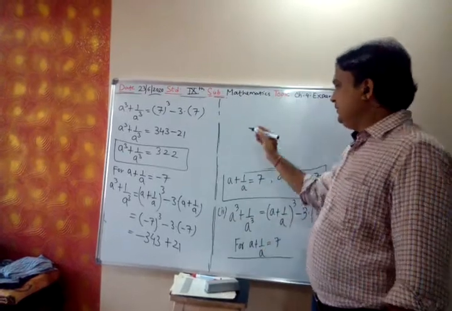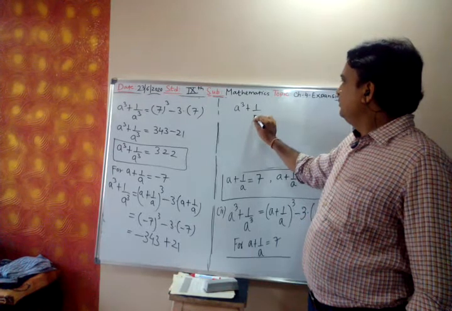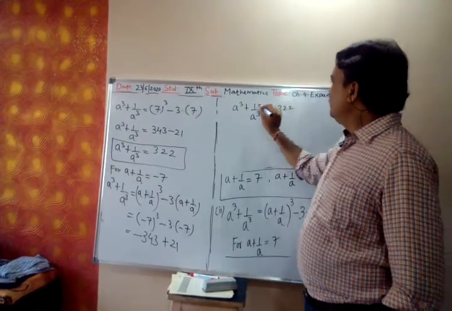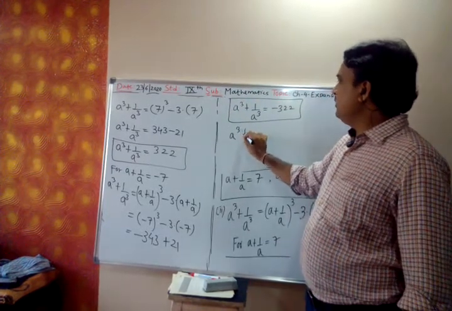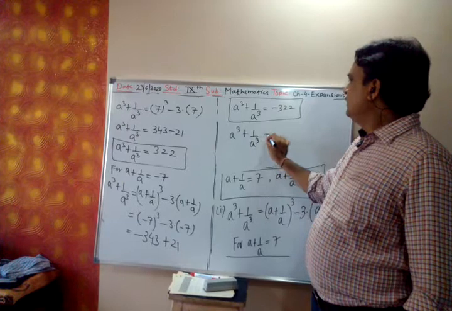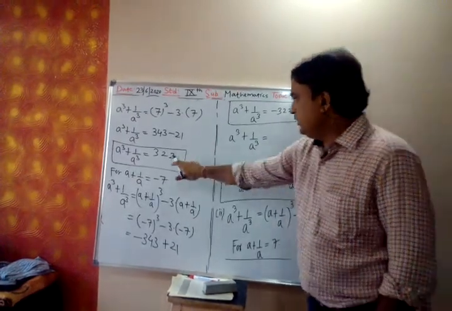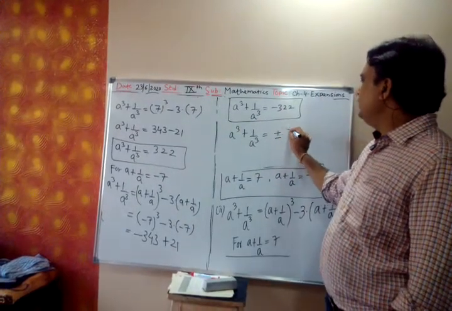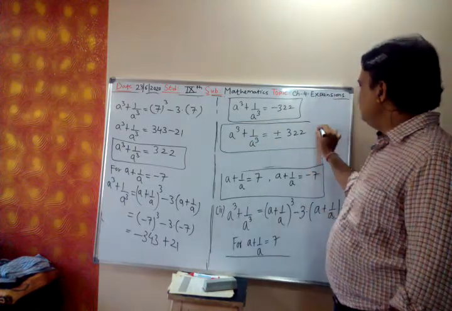So this we write: a cube plus 1 upon a cube is minus 322. So finally we write the answer that a cube plus 1 upon a cube is plus 322 and it is minus 322, so we write plus minus 322. Plus minus 322 as the answer.